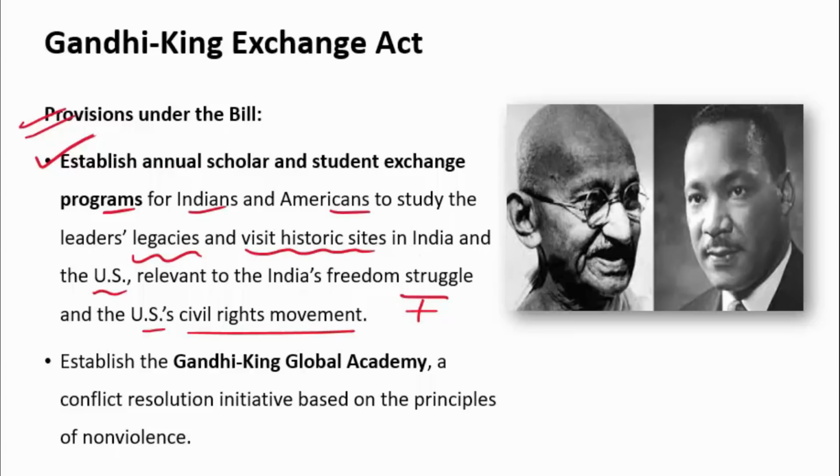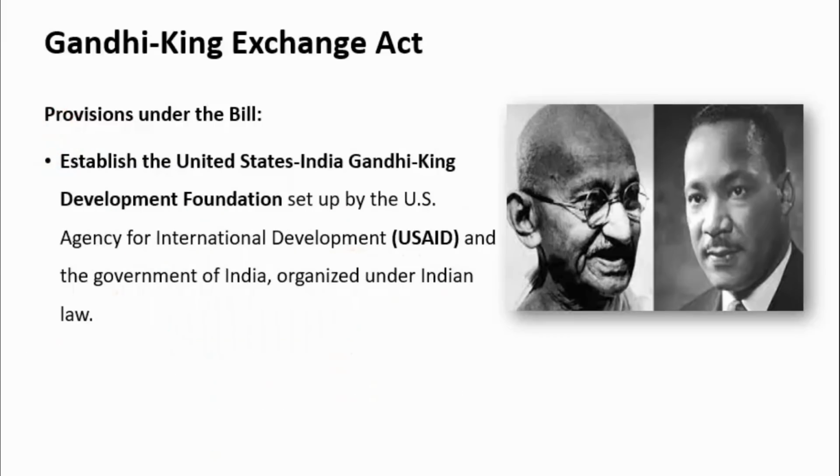Now, apart from this, they'll also establish the Gandhi-King Global Academy, which is an Academy for Conflict Resolution Initiative based on the principle of non-violence. And they will also establish the United States India Gandhi-King Development Foundation. It will be set up by the US Agency for International Development and the Indian government, and will be organized under the law of India.